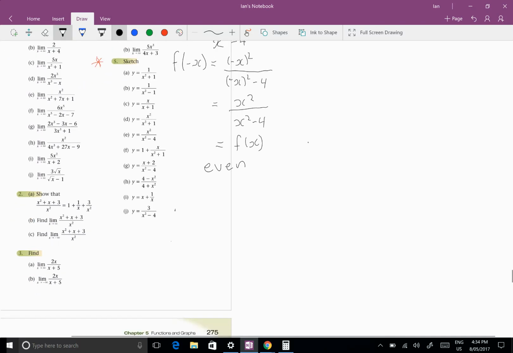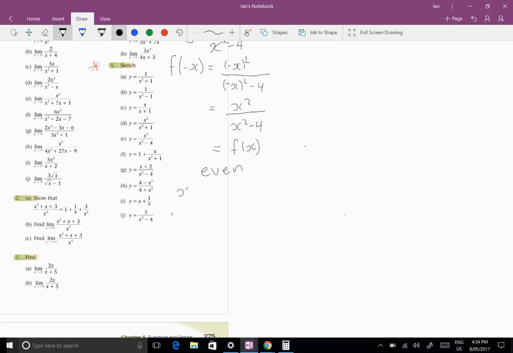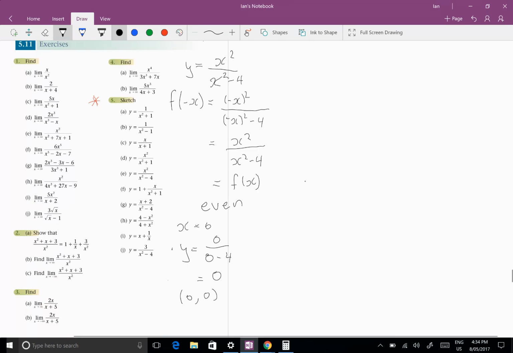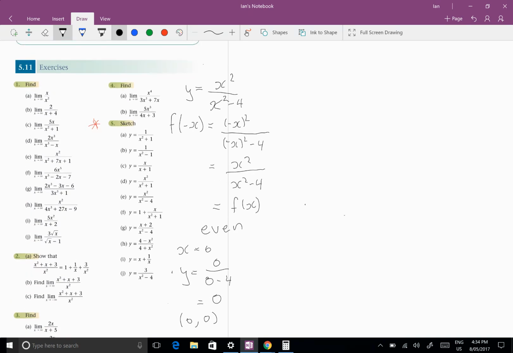Now, again, let's find out what happens when x equals 0. Well, y will equal 0 on 0 minus 4, which is 0. So again, I've got the x and y intercept pretty quickly and pretty easily. What else do I need to know? Well, I also know, and I should have done this at the beginning, x squared cannot equal 4, which means x cannot equal plus or minus 2. So I've got two vertical asymptotes.